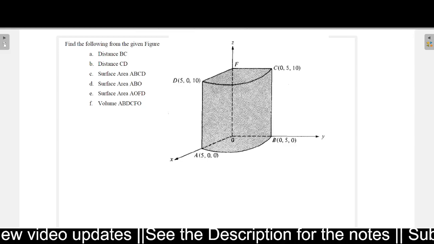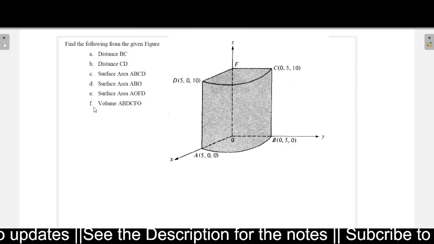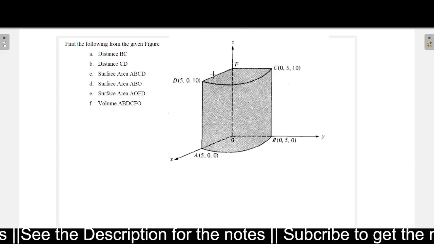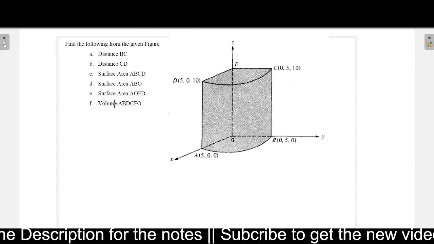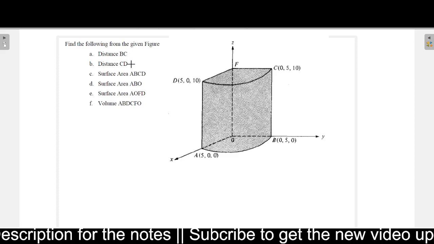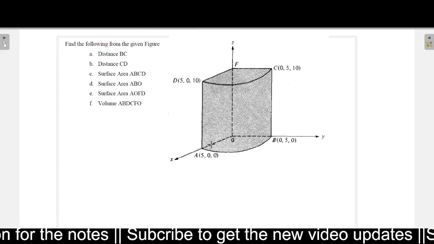In this video I will be explaining this particular problem from the coordinate geometry system. What this problem is saying is that one figure is given, with the coordinates of the figure, and it asks to find the distance BC, CD and the surface area ABCD and all the system.